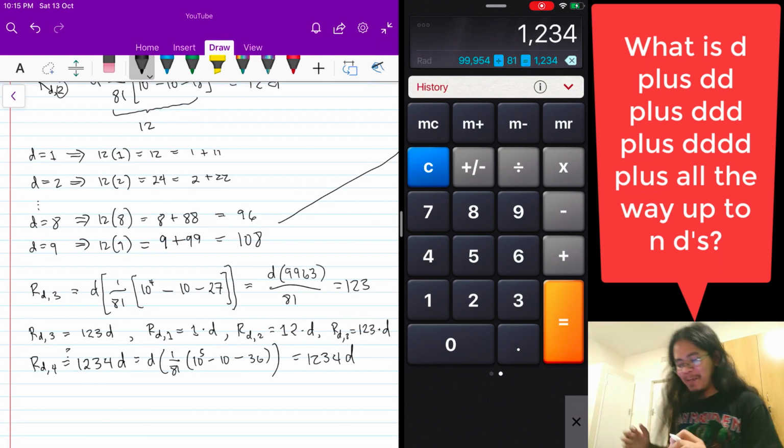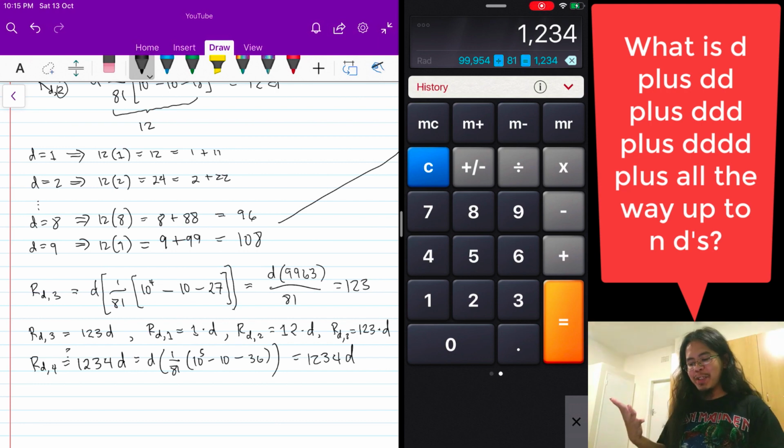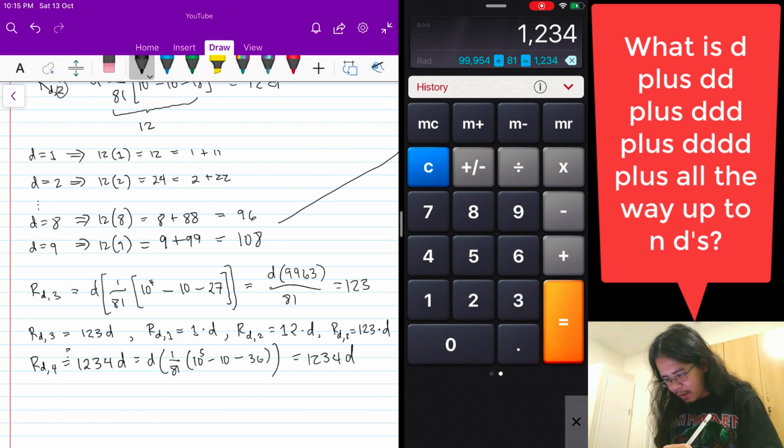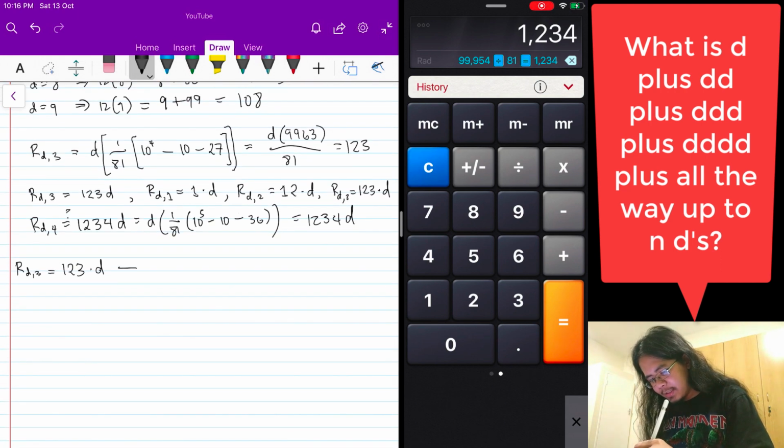This is awesome. So when n is equal to any digit, the repeated sum of that digit up to the nth term is just 1, 2, 3 up to that n, times D. Let's investigate why that happens. That's very cool. So let's write it down. Let's look at the instance of R_D(3) equals 1, 2, 3 times D. And in order to investigate it properly, let's simplify.